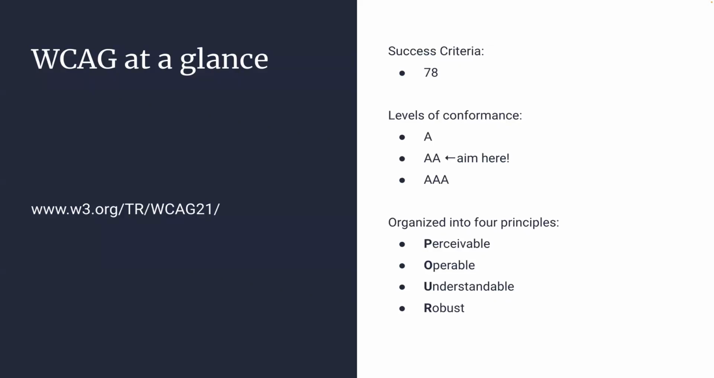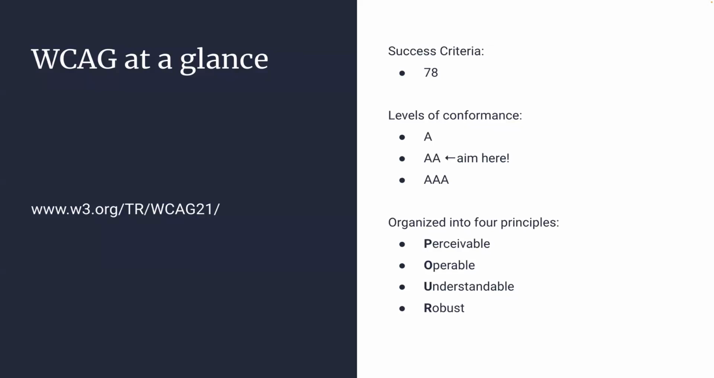Perceivable means that a user must be able to perceive all information presented in some way according to their senses. Information cannot be hidden from all senses. If someone is unable to hear, they can read the content, such as with captions on a video. If a user has low vision or is colorblind, there's enough contrast and other visual identifiers to distinguish elements from one another.